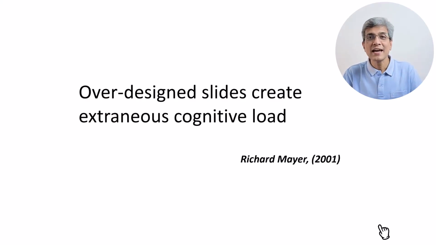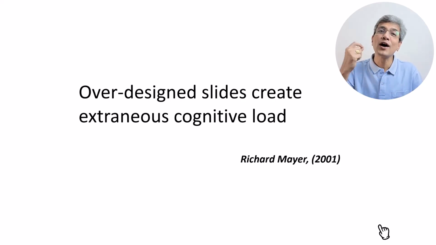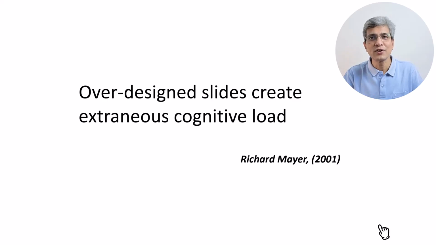The next parameter to consider while choosing a design theme is signal to noise ratio. Studies have shown that over-designed slides create extraneous cognitive load. That is, your audience has to spend that extra amount of energy to understand your information when you have unnecessary things on your slides. Now, let me show you two design themes that have some unnecessary shapes occupying a majority of the space available on the slide.